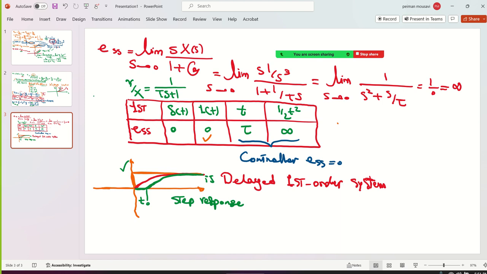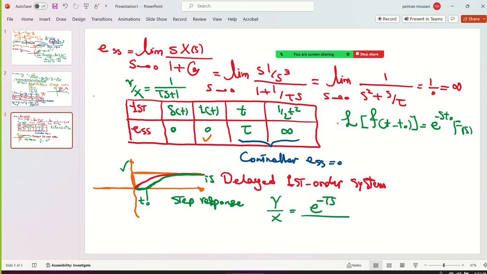And I taught you, you have your notes, that the Laplace of f of t minus t naught, meaning delay, is e to the minus s t naught times F of s. Remember? And we did many things in Simulink and in mathematics. So this is going to be like that when I teach you to design the PID controller: e to the minus tau s over tau s plus 1. This is the transfer function of this green line, because this is delayed.